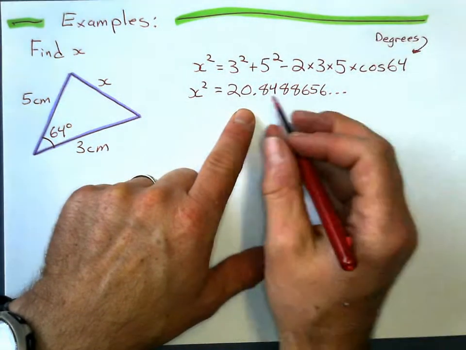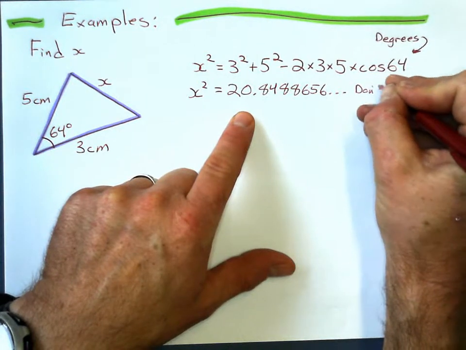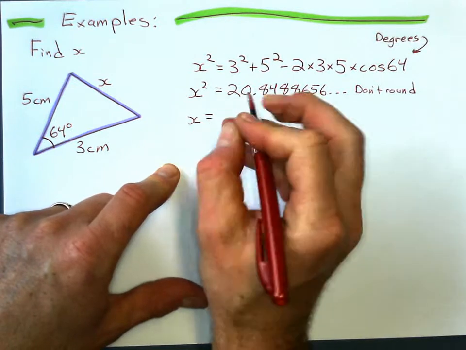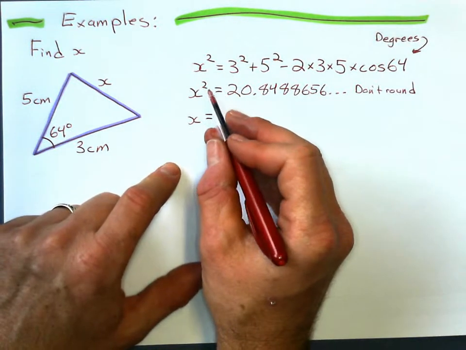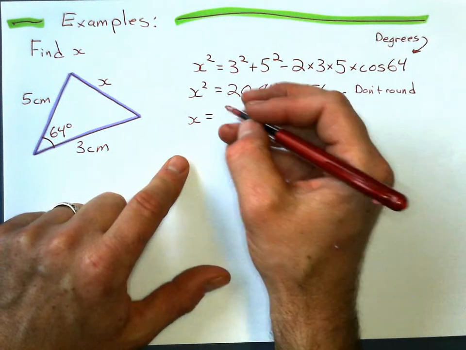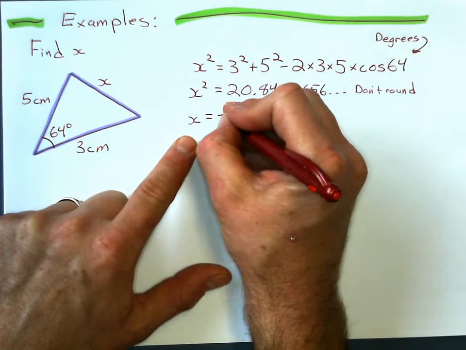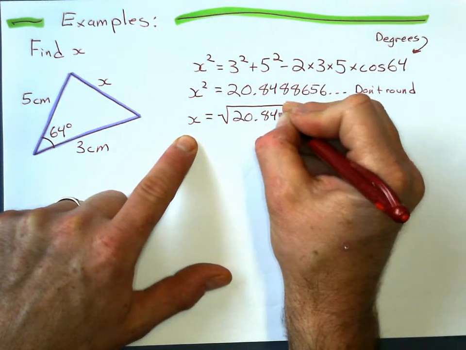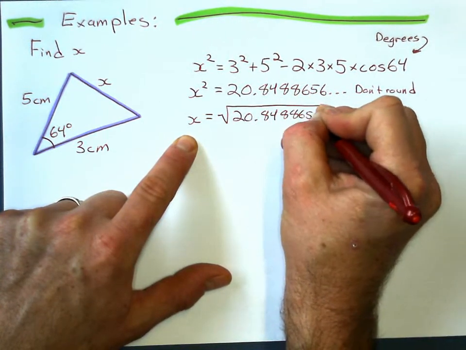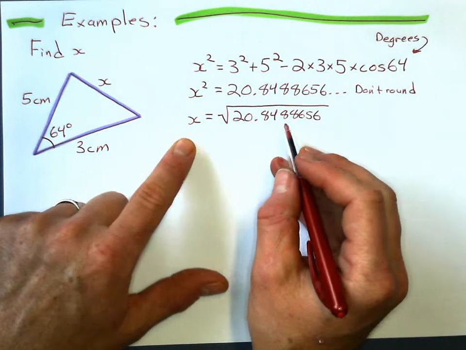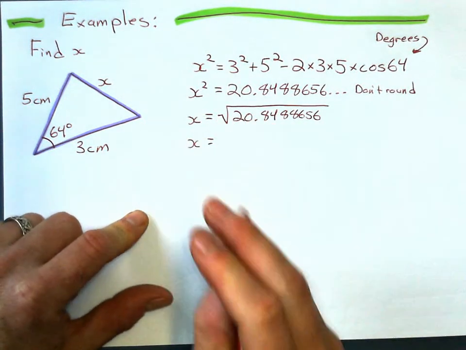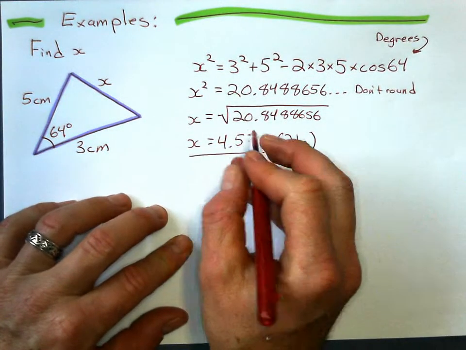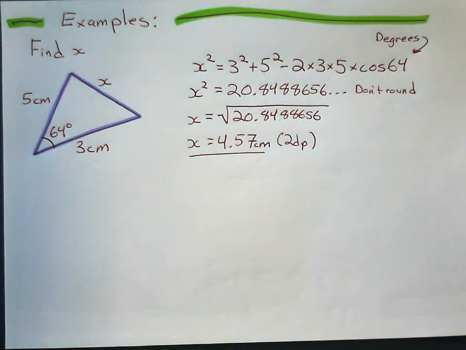And I get a value that I don't round, don't round. Why? Because we're going to take the square root of that answer. Why the square root? Because that's the opposite of squaring. So every last step of the cosine rule when finding a side is using the square root. On our calculator, we can just enter that, using the answer button again, to get a value for that side. Okay, and I get 4.57 centimeters rounded to 2 decimal places.